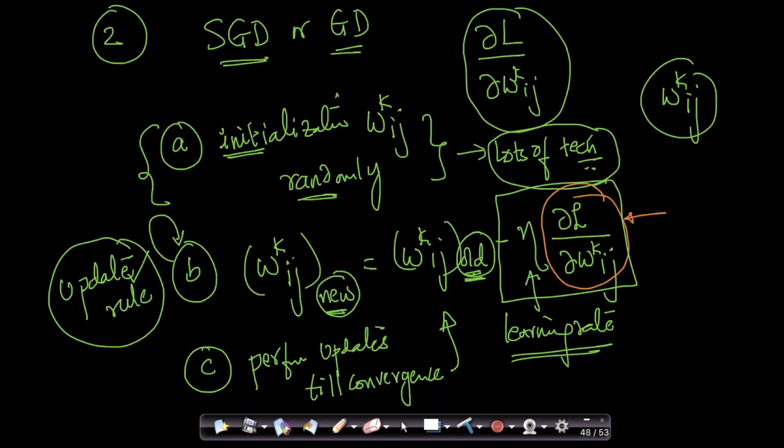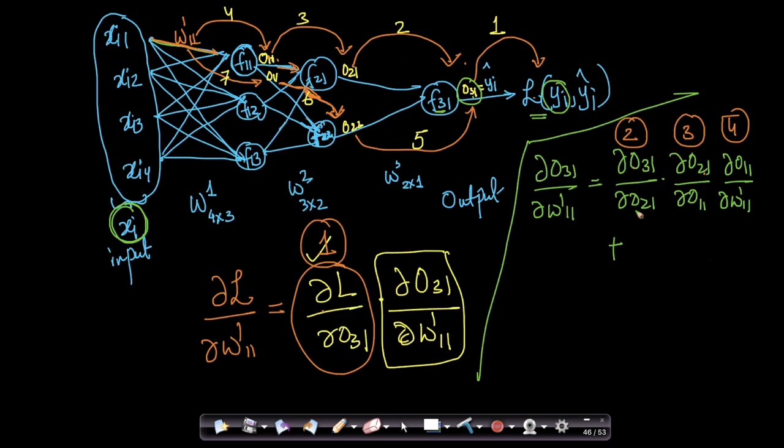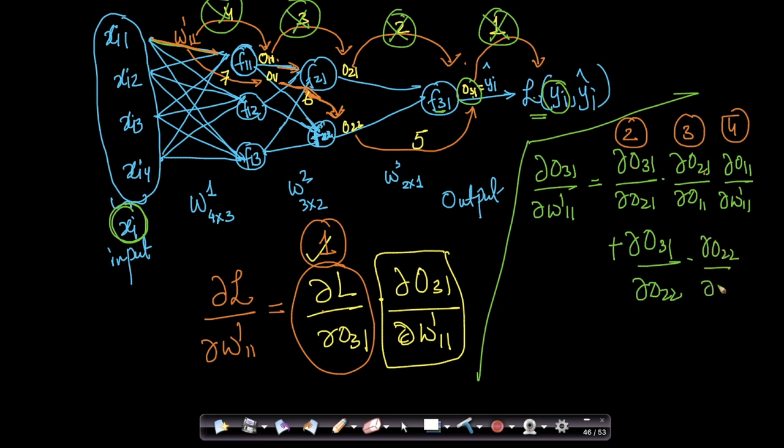Right? Similarly, here in this diagram also, I finished my 1, I finished my 2, I finished my 3, I finished my 4. What am I left with? 5, 6, 7. So let's write them down. It's the derivative of O31 with respect to O22, right? And O22 with respect to O11. Sorry, O11, and the derivative of O11 with respect to W111. Right? So this, I have it here. This is exactly what I have here, right?